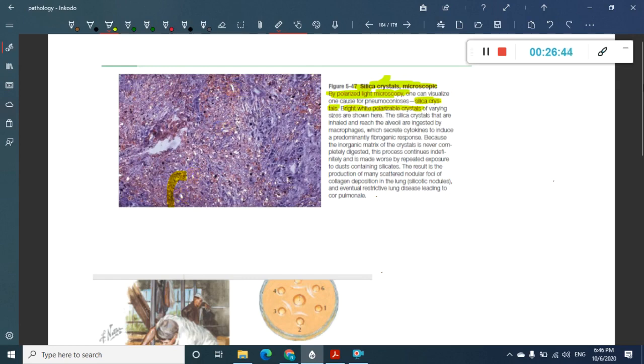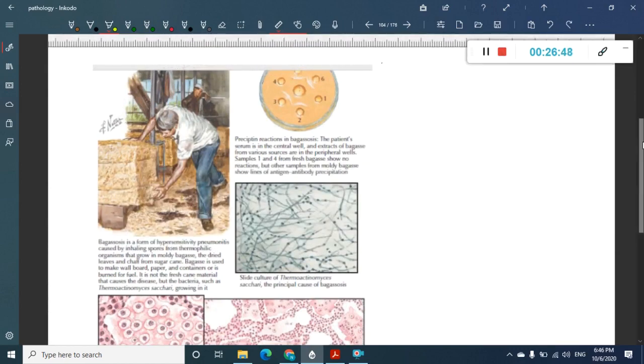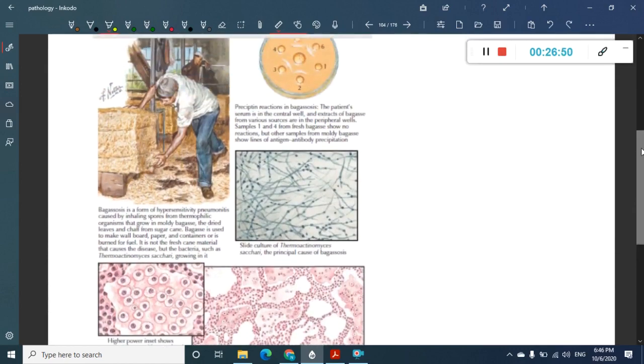It is polarized light microscopy. Now what is this? This is called Bagassosis. So see, what is it doing? It is a hypersensitivity type of pneumonitis. I have not dealt with hypersensitivity pneumonitis yet, but in the next class we will deal with it. So this is Bagassosis, which is hypersensitivity pneumonitis, where there are thermophilic organisms which cause moldy bagasse.